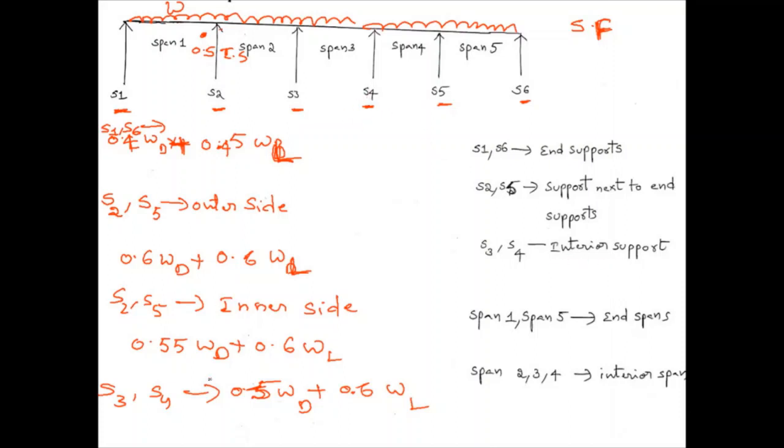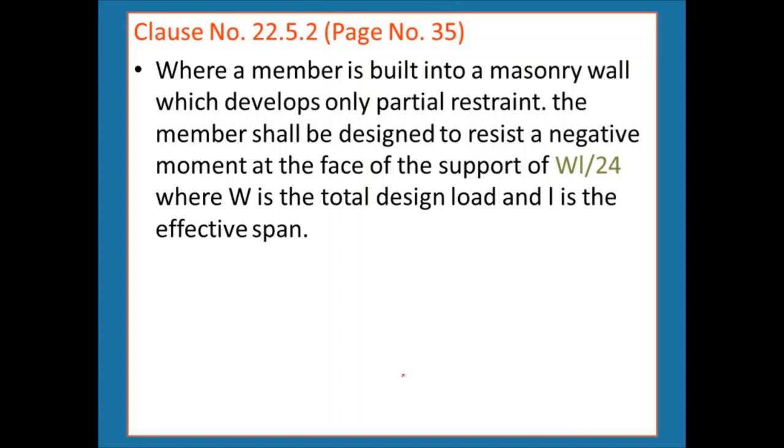At these interior supports it is 0.5 WD and 0.6 WL, like that you have to determine. Okay, so hope it is clear. Whatever coefficient is available, you have to multiply with load and effective span in order to get the bending moments, and only with load in order to get the shear forces.